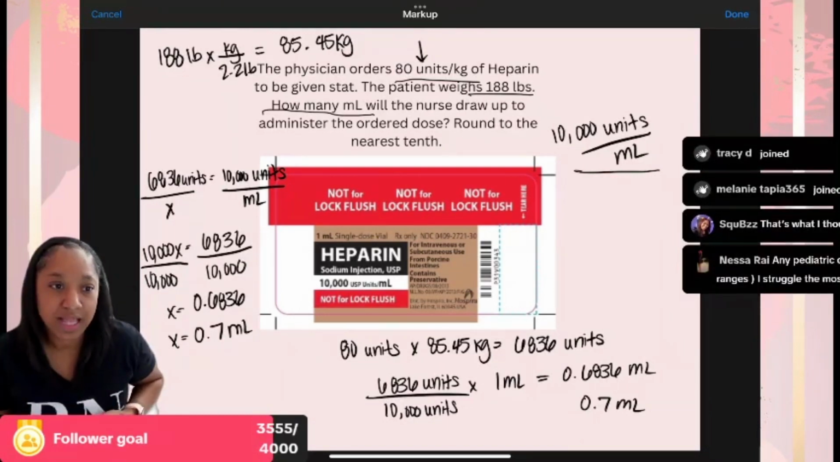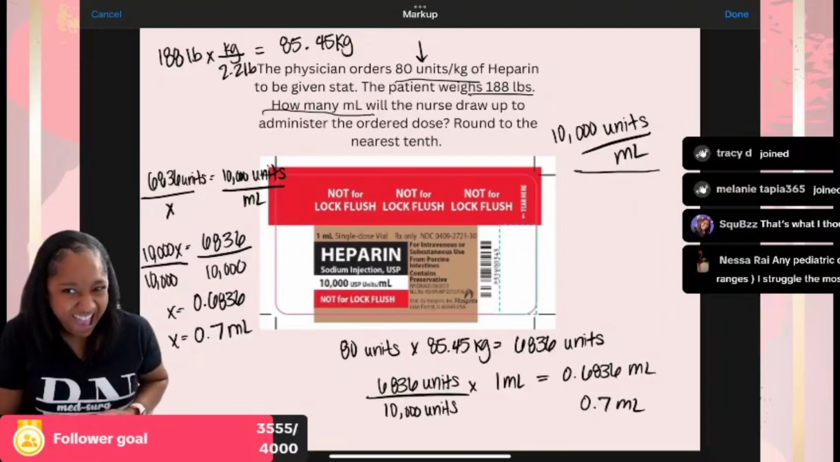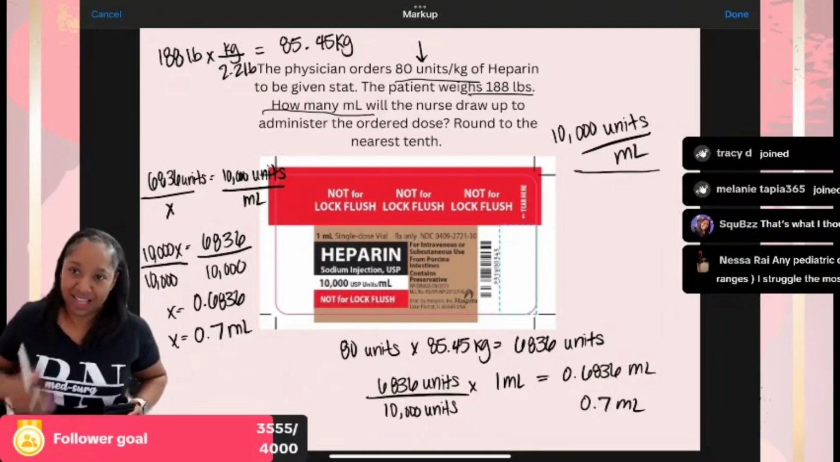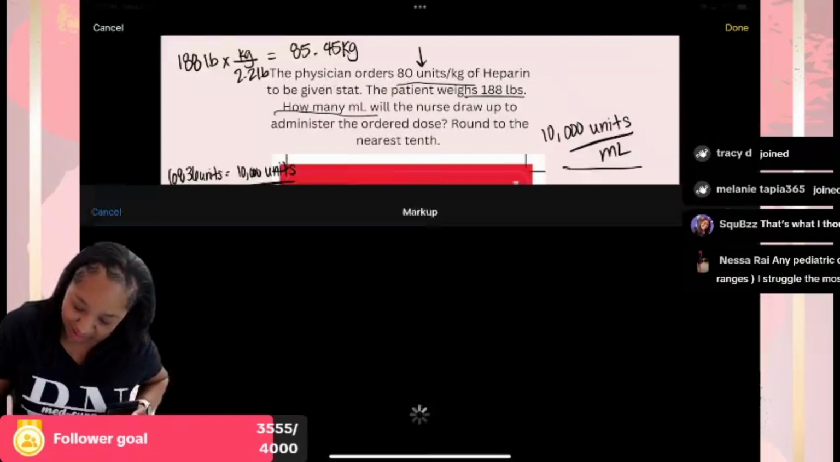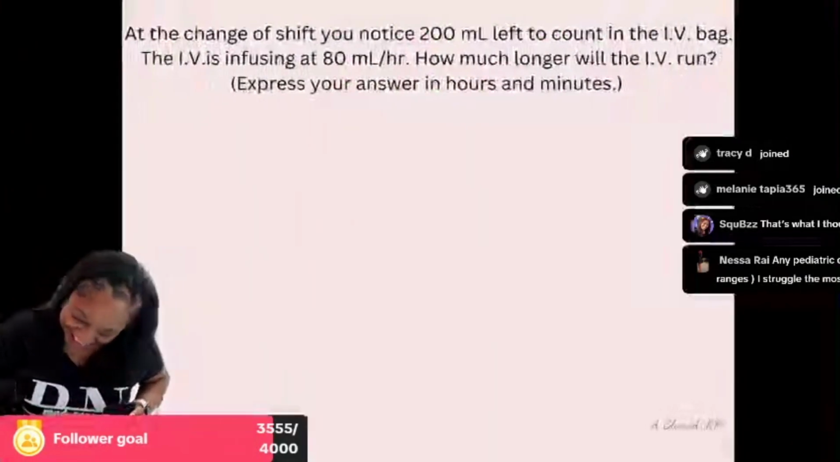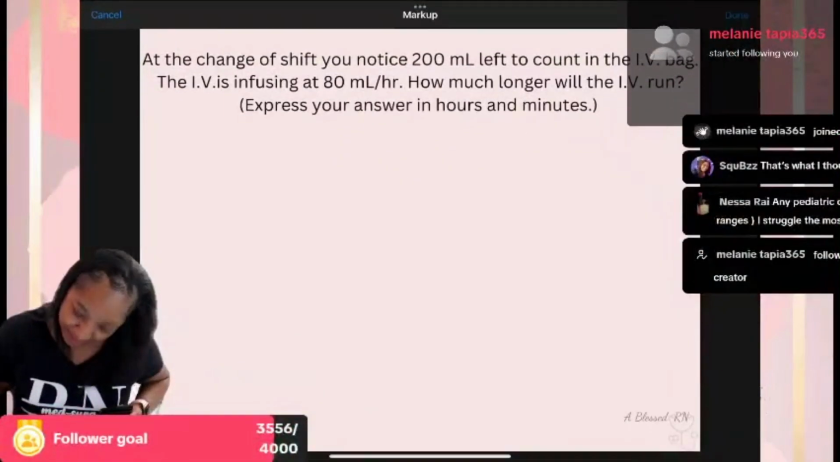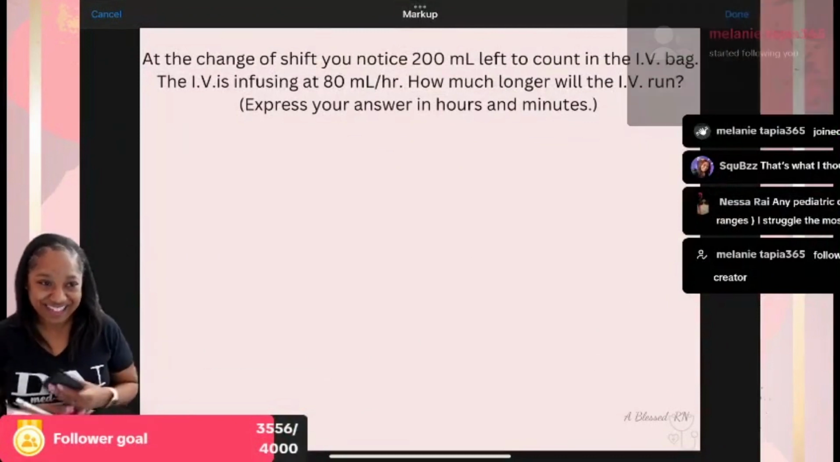Any pediatric dose? I got some. But I don't know if I got some tonight. Let me look and see. I don't remember if I added some. But I do also do those though, okay?